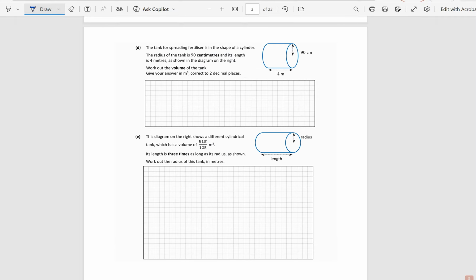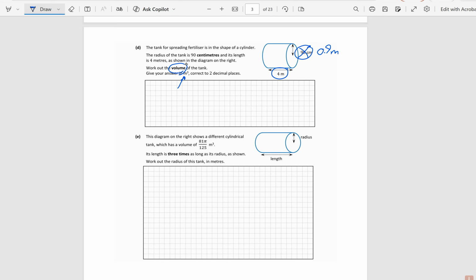Alright. Okay, this one, nice handy one. We have a cylinder and we're asked to find out its volume. Okay, they've given us everything we need. Right, they've given us the radius, they've given us the height, but they've given us one in centimeters and one in meters. So we just need to change them into meters. Why meters? Because look, they're asking for it in meters cubed. So I'm going to change this 90 centimeters to 0.9 meters.